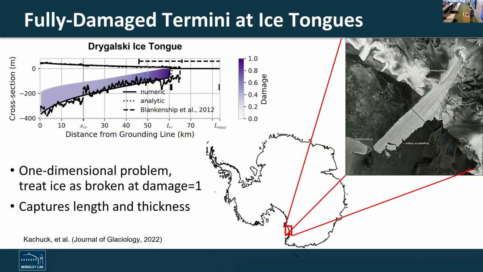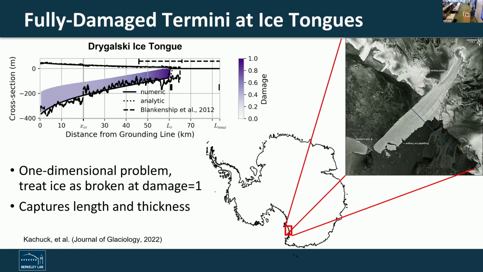The first experiment we did was modeling this ice tongue. Ice tongues are regions where the ice is basically pushing out over the ocean, and for some reason you have these very stable, long tongues of ice. If we use our damage model with the damage rate at zero, we can predict where the calving front happens. And it turns out our predictions line up very well with the observations.